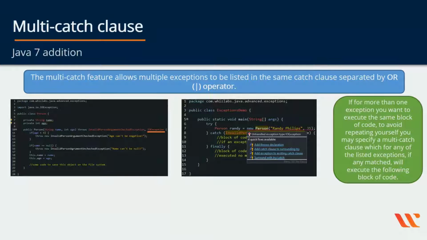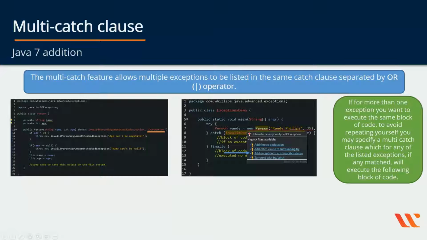Now, a relatively logical question would be, is there a shorter way if I want to execute the same block of code for multiple exception types? Yes, there is. You can use multi-catch clauses added in Java 7. This is our third option. The multi-catch feature allows multiple exception classes to be listed in the same catch clause separated by the OR operator. The multi-catch block will be executed if its corresponding try block throws any of the exception types listed in the multi-catch clause or any of their subclasses.